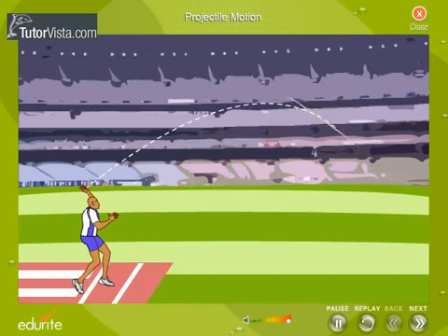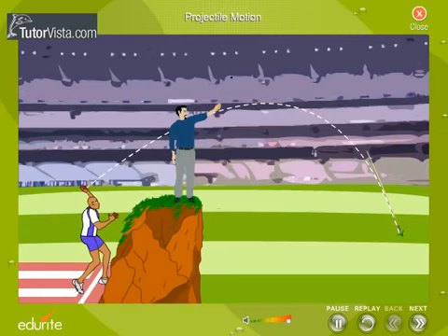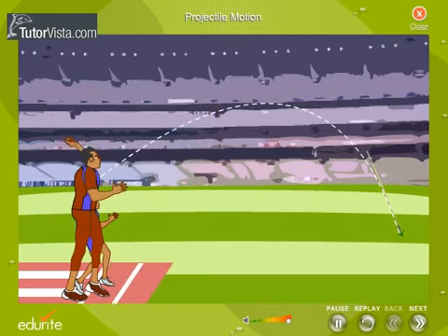Such objects like the javelin, which move along a path determined by gravity and air resistance, are called projectiles. The path followed by a projectile is called trajectory. An object dropped from a height, an object thrown vertically upwards, and objects thrown obliquely upwards are examples of projectiles. In all these cases, the influence of air resistance is neglected.